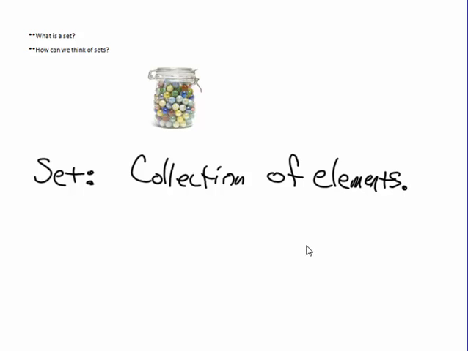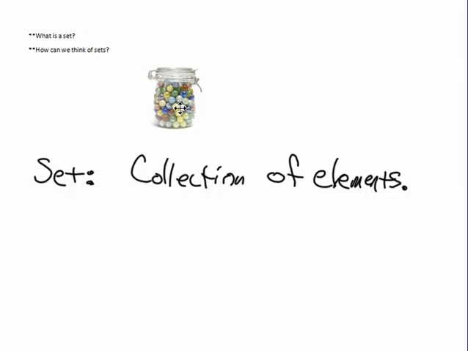Now, I use this word element because elements can be almost anything. In mathematics, we use numbers most often. So we use numbers most often, but how can we think of sets?